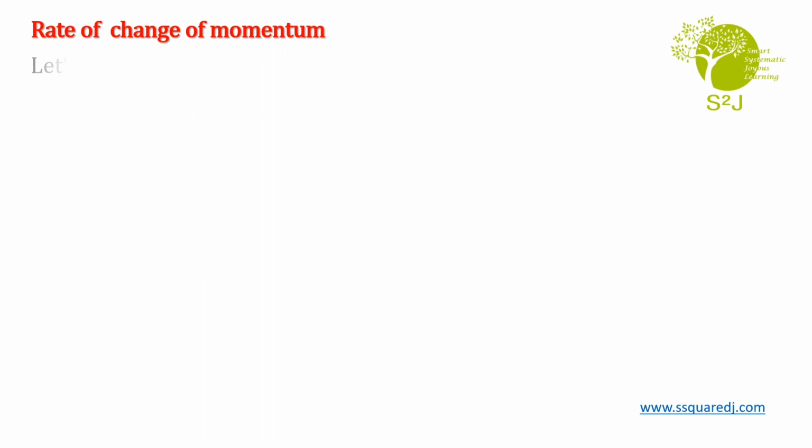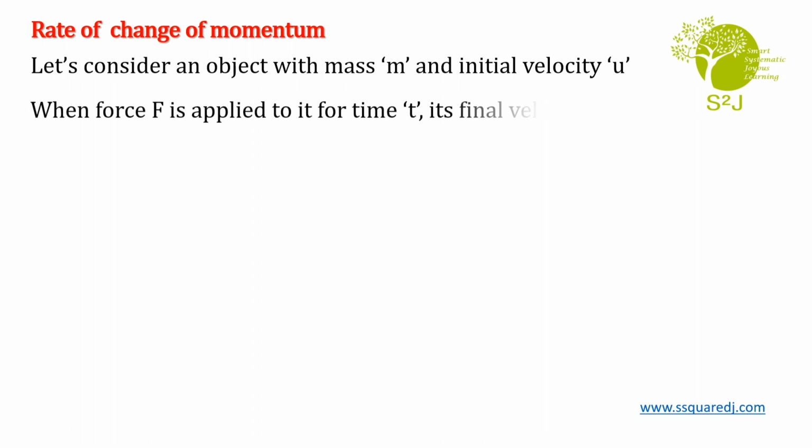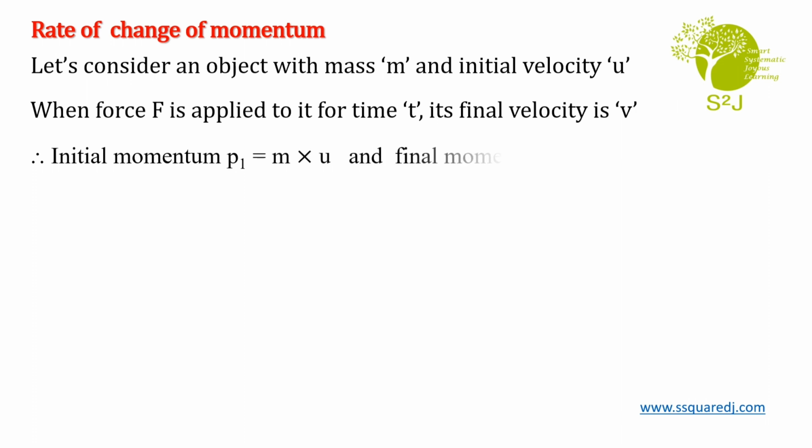Now let us understand what is rate of change of momentum by considering an example. Here an object has mass m and initial velocity u. When a force is applied for time t, its velocity changes to v. So our initial momentum will be p1, that is m into u, and final momentum will be p2, m into v.